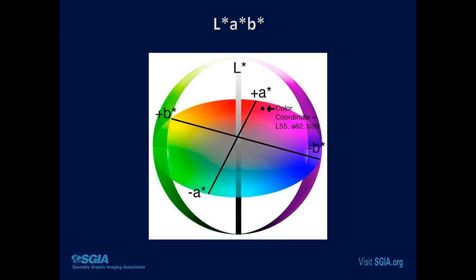And this creates a three-dimensional color space that defines a color, in this case the color that you see, L55, A82, B26, is a red. And this color space has been widely adopted and can be used as an objective, system-independent, instrument-based method of measuring and defining color.